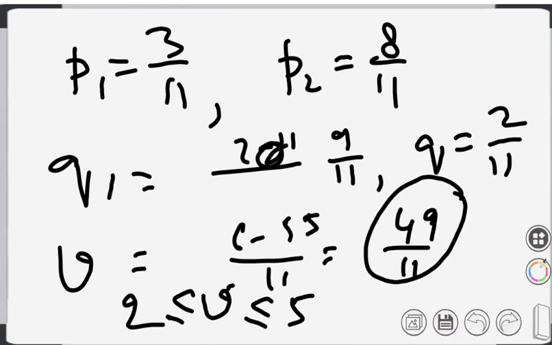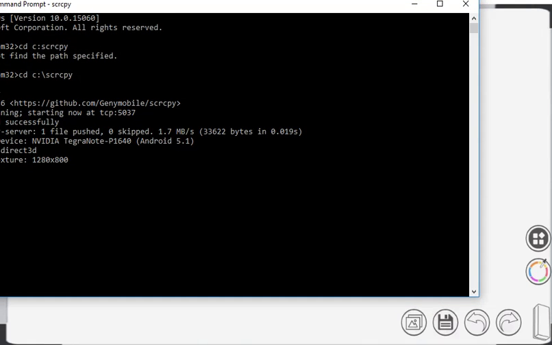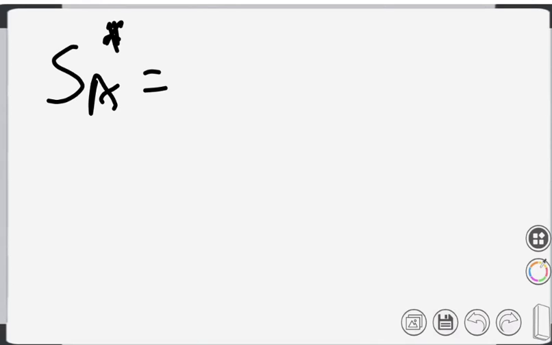We will write as this. So we will write SA star. Sir, we cannot see the screen. I have stopped sharing. You cannot see the screen. No, sir. Can you see the screen? Okay, I'll just restart again.